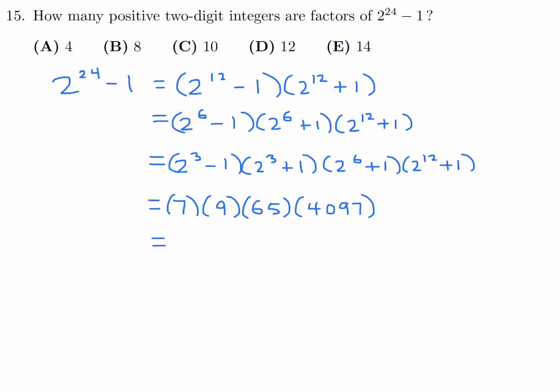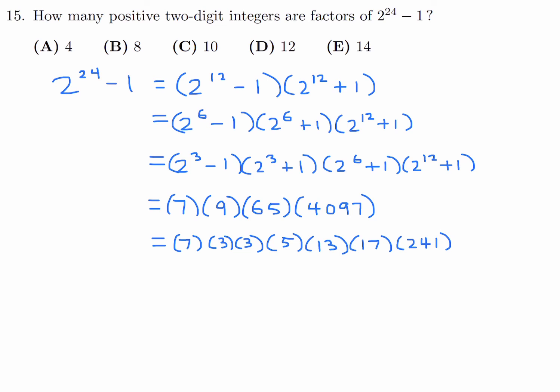Okay, now we got the task of breaking this into prime factors. 7 is already prime. 9, of course, breaks up into 3 and 3. 65 obviously is divisible by 5, and I believe that's 5 times 13. Okay, 4097, and without the use of a calculator, we have to break that up into prime factors. And it is 17 and 241, a very big prime number. So these are the prime factors. Now we have to figure out how many two-digit numbers we can create with these prime factors.